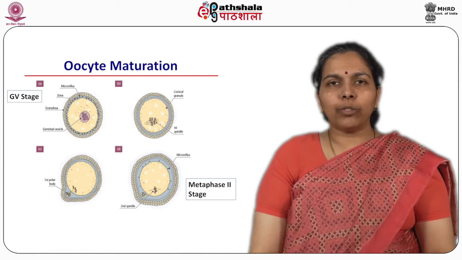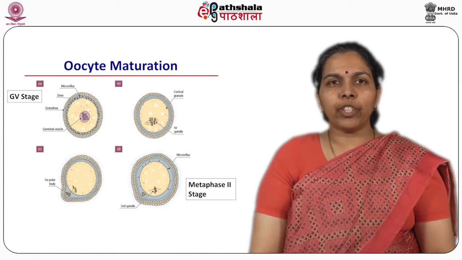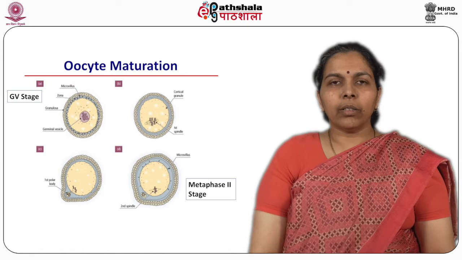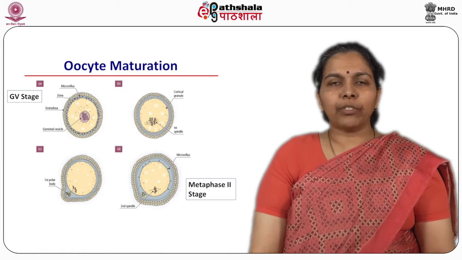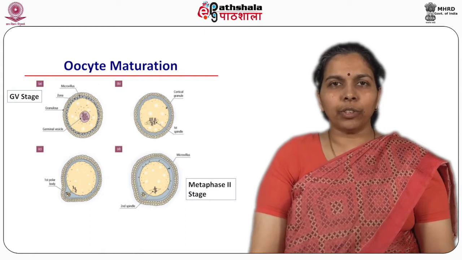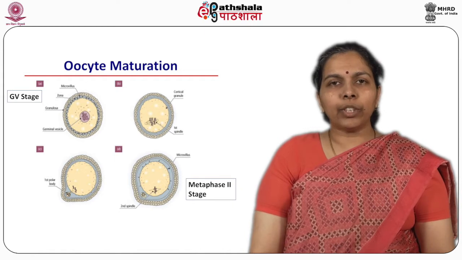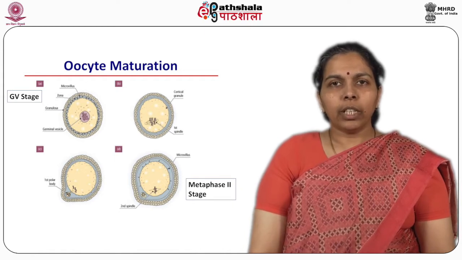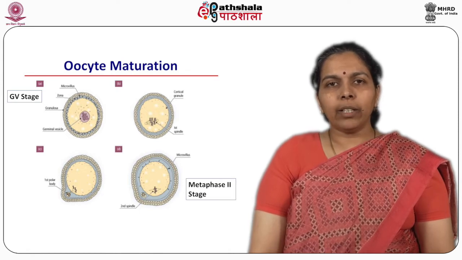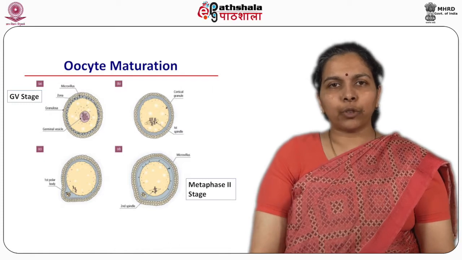This slide shows how the oocyte matures from the GV stage or the germinal vesicle stage to the metaphase 2 stage. As you can see, the germinal vesicle or the nuclear membrane which surrounds the chromosome is in the center when the oocytes are arrested in the first meiosis. When the luteinizing hormone surge happens, the chromosomes start moving towards the pole, at which point the chromosomes separate and the first polar body is extruded.